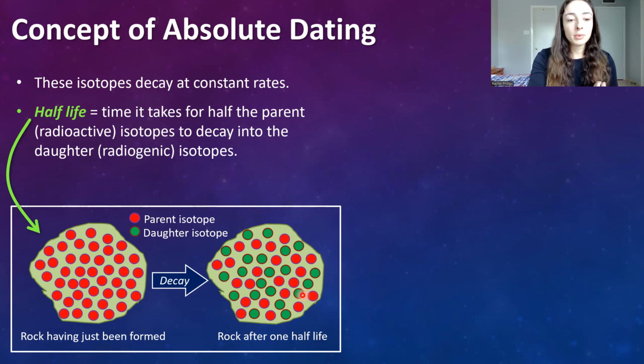So if we look at the figure at the bottom of the slide, we see the red isotopes are the parent isotope. We can use the example of carbon-14. The green ones are the daughter, or nitrogen-14 in this case. Before any half-lives have passed, right as the rock had just formed, it has all parent isotopes or original isotopes, all carbon-14. By the time one half-life has passed, half of those parent carbon-14 isotopes have decayed into nitrogen-14, the daughter product. And if another half-life goes by, half of those red ones that are still remaining will then decay into the daughter product again, and then it'll halve again and halve again after each half-life.